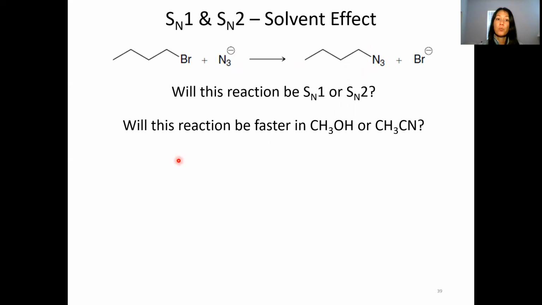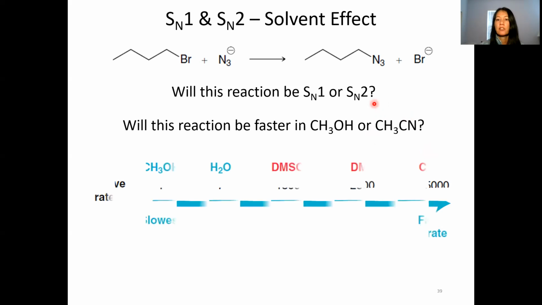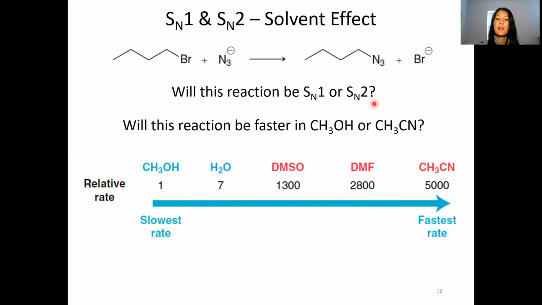So then which will be faster, in a protic or aprotic solvent? It'll be faster in the aprotic, which is favorable for SN2 reactions. Again, that has to do with destabilizing the nucleophile. So again, this is SN2, and an aprotic solvent will make it faster versus a protic.